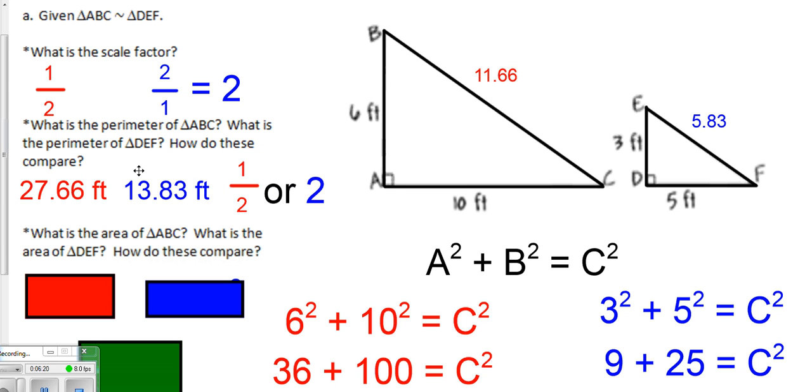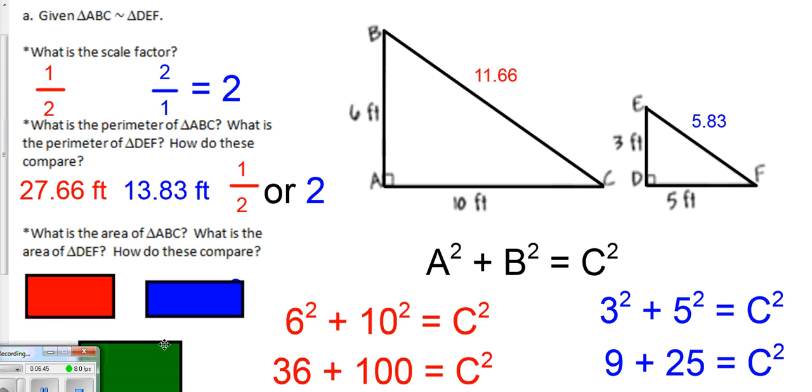If we look at them, again, going from this perimeter to this perimeter, that's a scale of 1/2. We're going 1/2 the way down to get here. If we're going from this perimeter up to this perimeter, it's 2. So our perimeters are the same ratios, or the same factors, as our scale factor was.